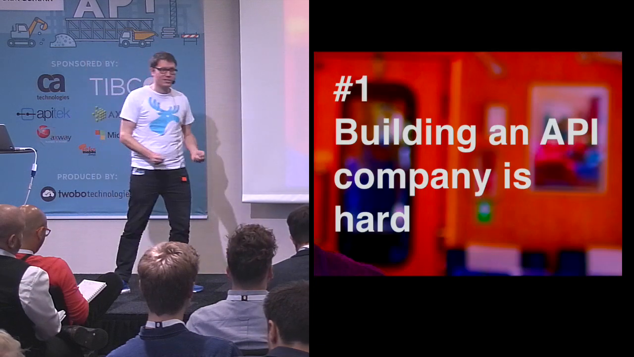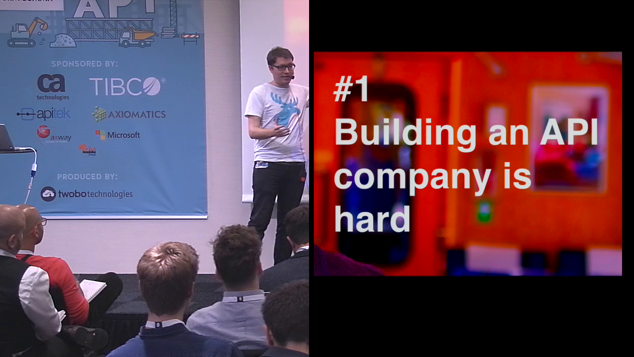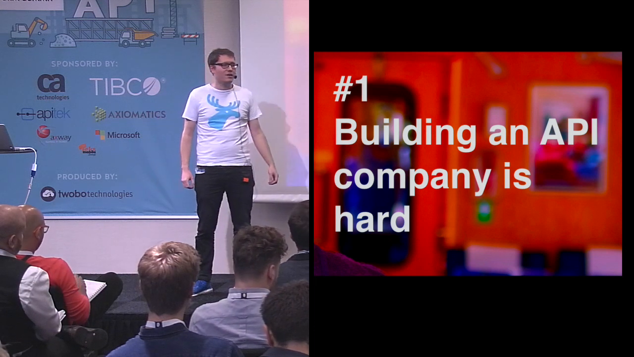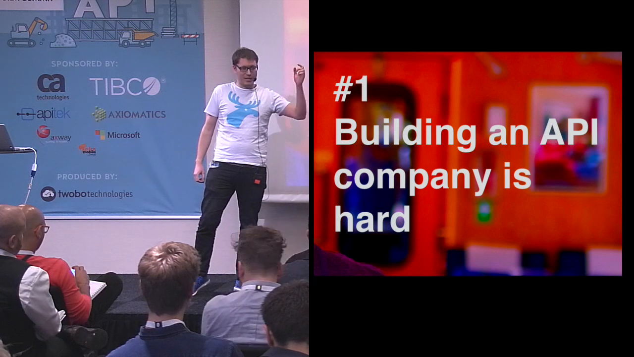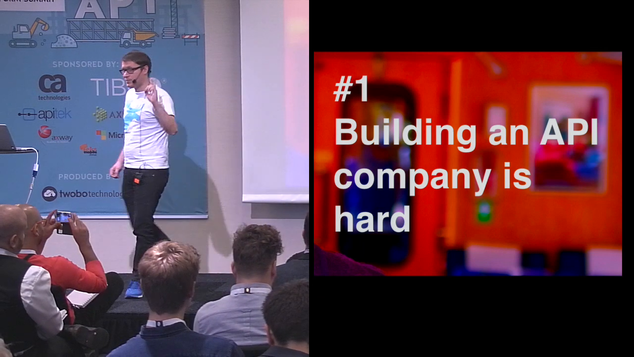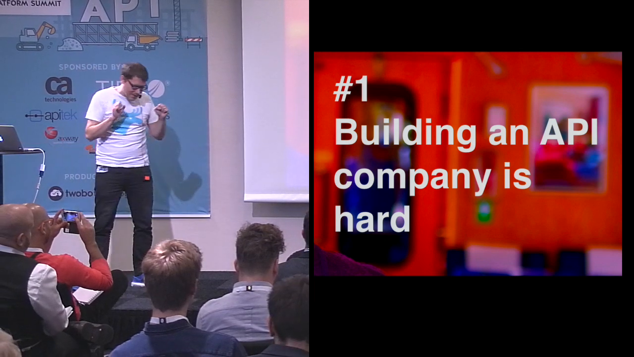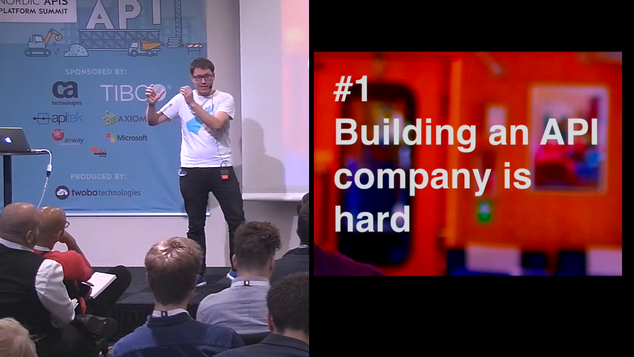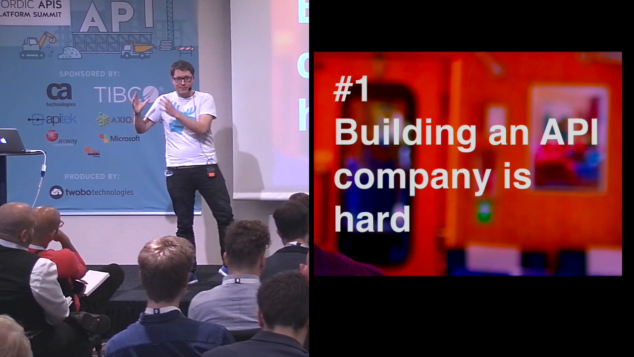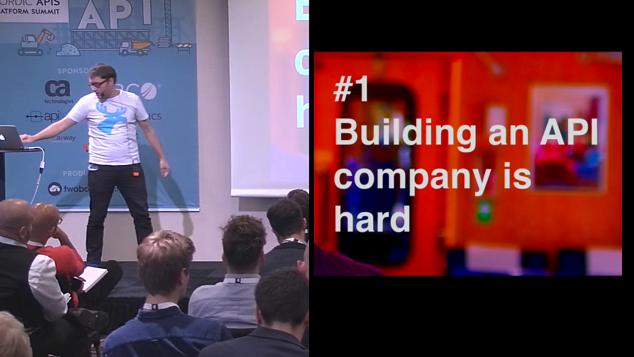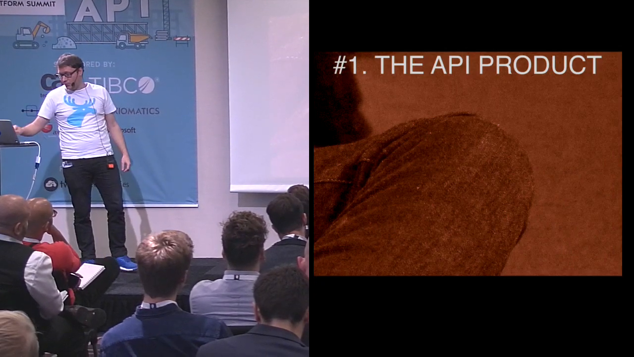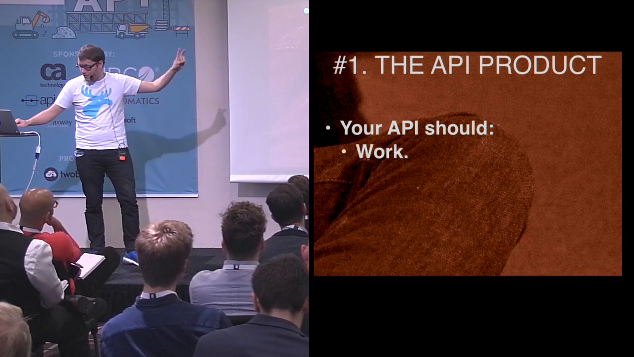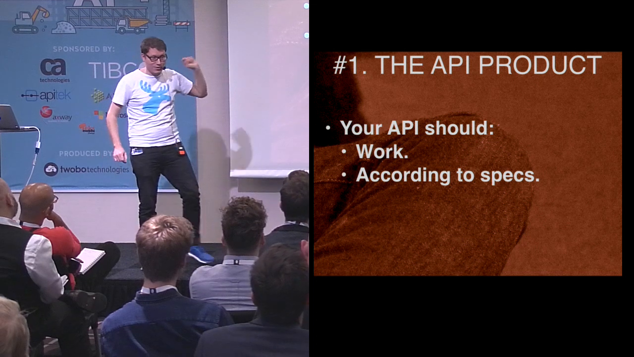The first one was, building a company, and an API company, is hard. It's really hard, and it's hard from one main perspective. It's 2 problems: building an API product and building an API company are 2 completely different challenges. So when you think about an API product, your API should work according to specs. That's the core of an API.